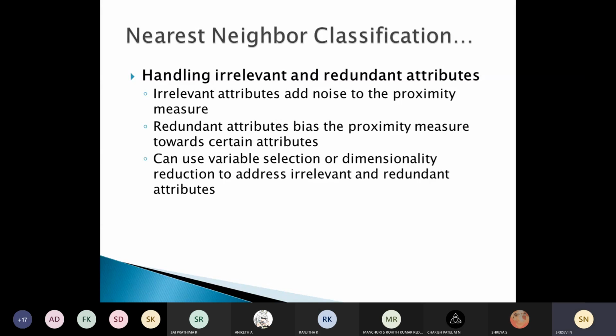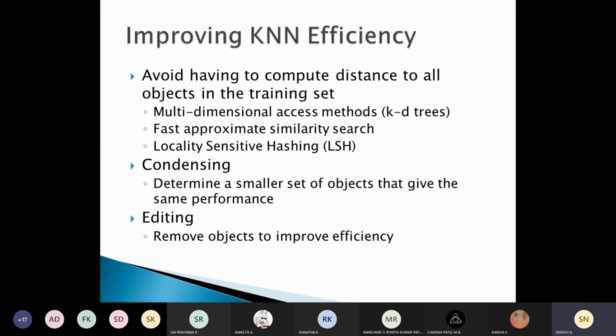In order to handle irrelevant and redundant data, we can use variable selection or dimensionality reduction. To avoid having to compute the distance to all objects in the training set, we can use multidimensional access methods, fast approximate similarity search or locality, or condensing, that is, we determine a smaller set of objects that gives the same performance, or we can also remove objects to improve efficiency. If you are given 1000 data points, we have to calculate the Euclidean distance for all of them, so we can improve efficiency by doing these things.